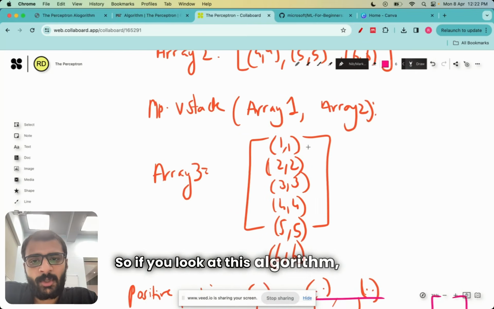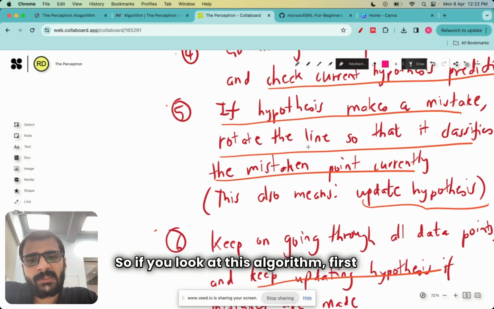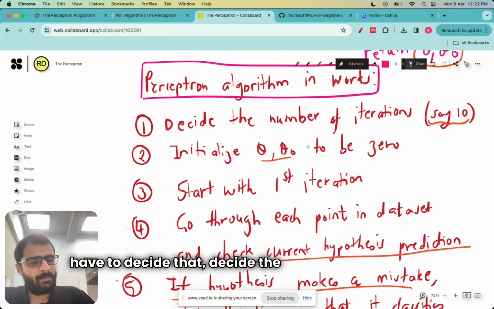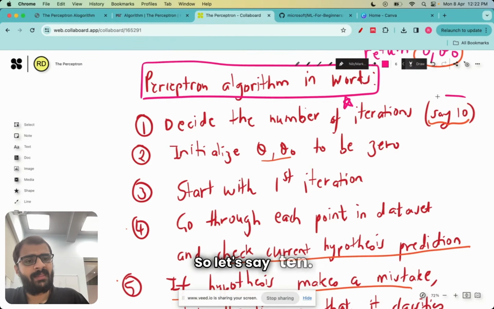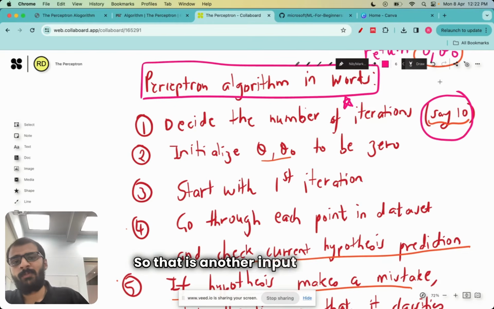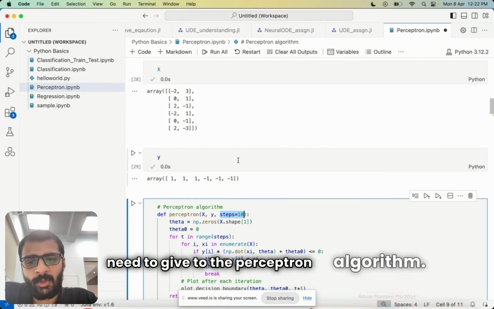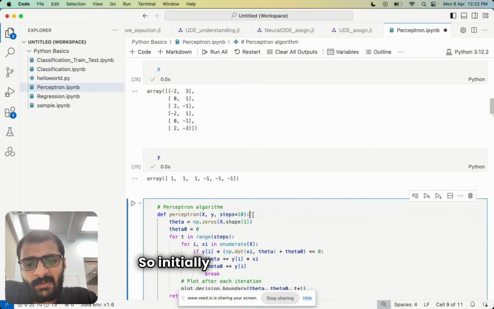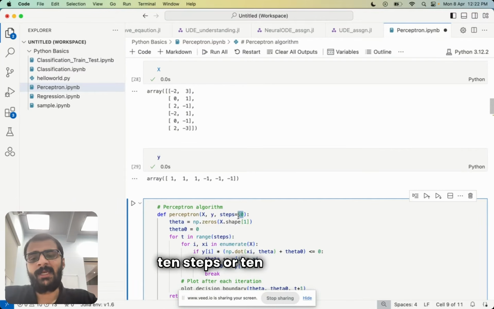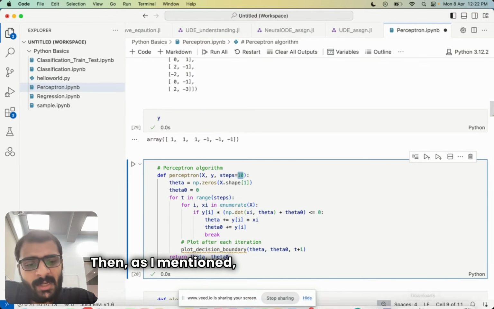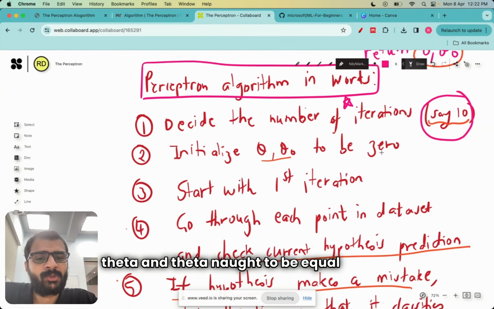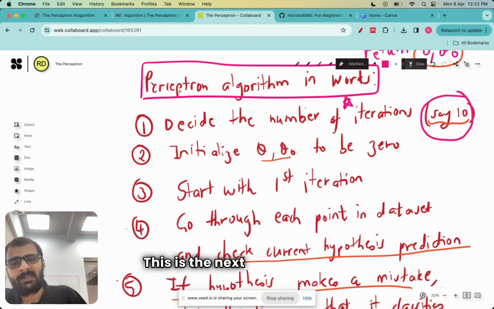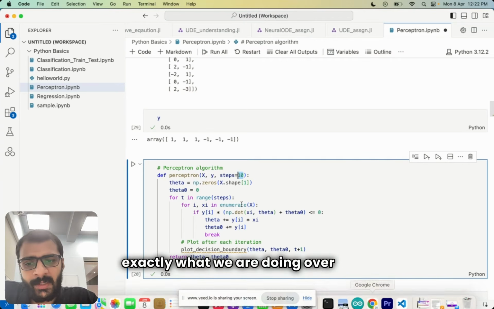If you look at this algorithm, first we have to decide the number of iterations which we need to do, right, this particular part. So let's say 10. That is another input which we need to give to the perceptron algorithm. So initially we have started with 10 steps or 10 iterations. Then, as I mentioned, the next step is to initialize theta and theta naught to be equal to 0, and this is exactly what we are doing over here.